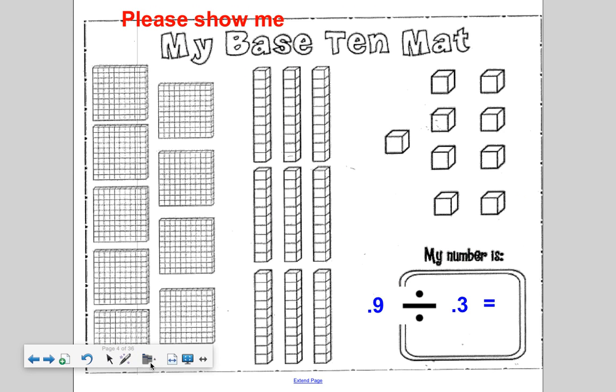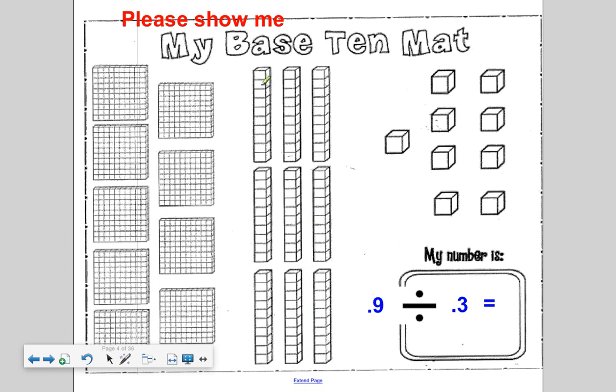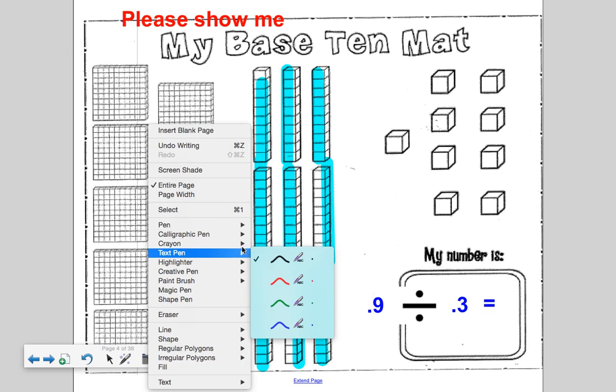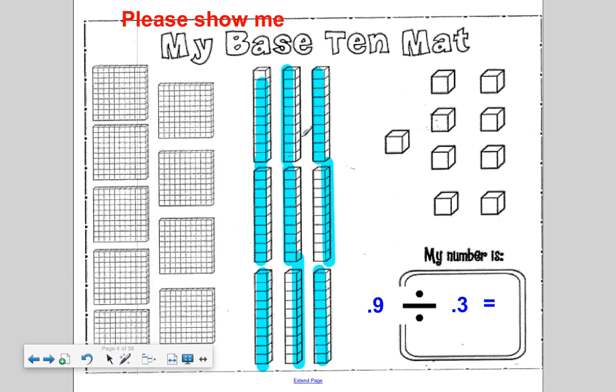I have 9 tenths. Let's highlight 9 tenths. 1 tenth, 2 tenths, 3 tenths, 4 tenths, 5 tenths, 6 tenths, 7 tenths, 8 tenths, and 9 tenths. I want to divide it into groups of 3 tenths. How many groups of 3 tenths will go into 9 tenths?